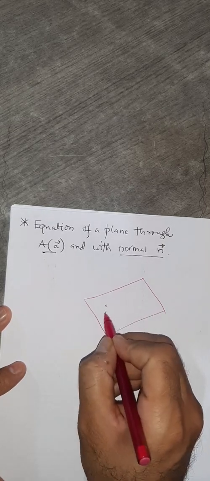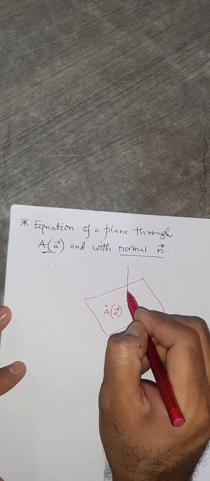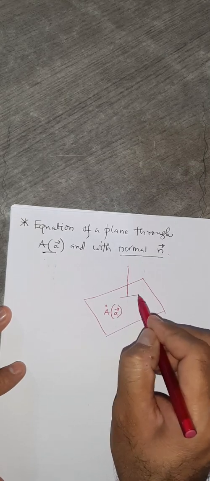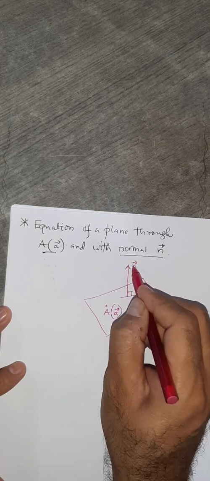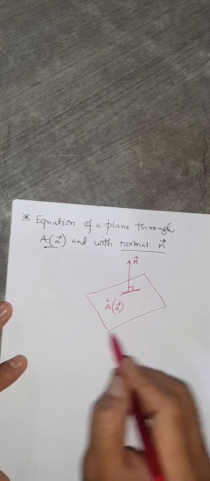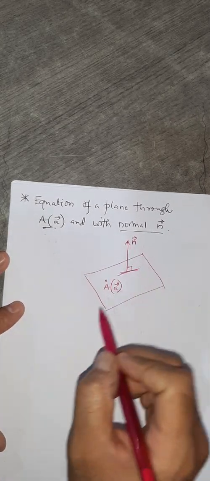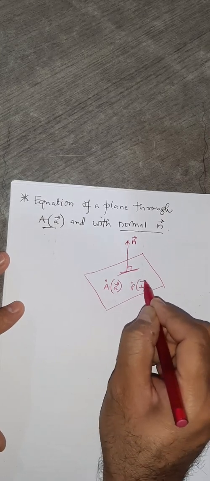One fixed point inside the plane you are given, that is vector A. And this is one vector which is perpendicular to the plane here, that is vector n, which is normal. That's perpendicular to every point of the plane. Fine. Now you need to take one arbitrary vector here, which is vector r.